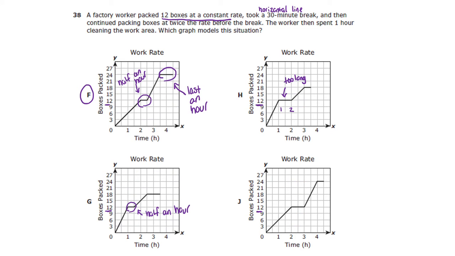Okay, so the one that matches up is F. The one that was close is G. But the problem is both of these have a half-hour break. But after the break, G did not go up at twice the rate as F did. So F was the one that went up at twice the rate as before the break. And then they both had an hour off after. But F is right.